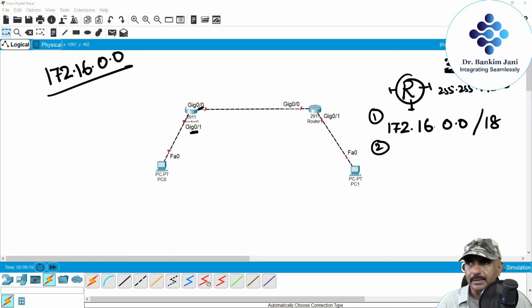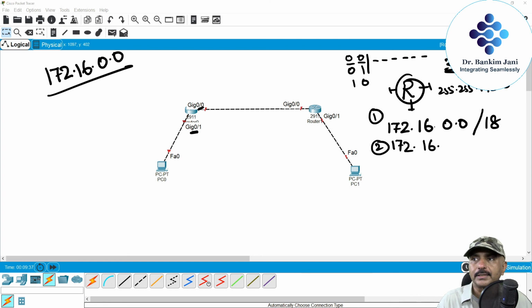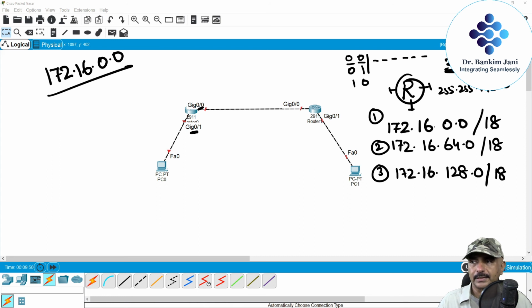The second subnet, because we are borrowing just 2 bits, so first would be 00, second would be 01, third would be 10. When we convert these into our decimal system, this will become 172.16.64.0/18 obviously, and the third subnet would be 172.16.128.0/18.